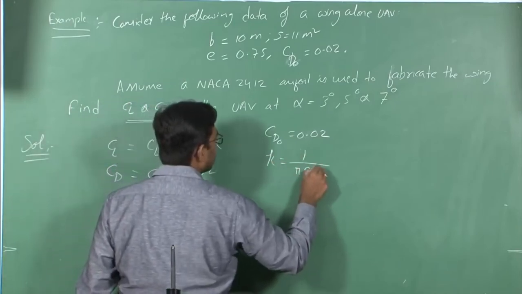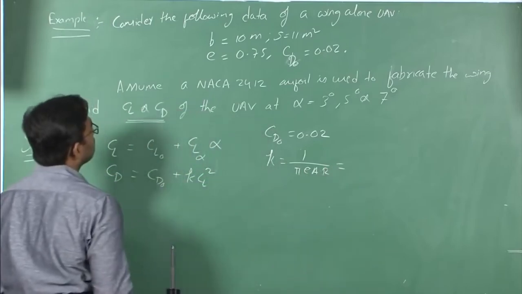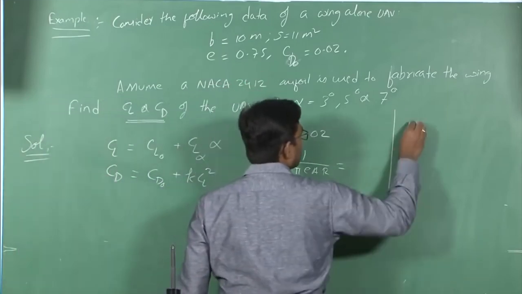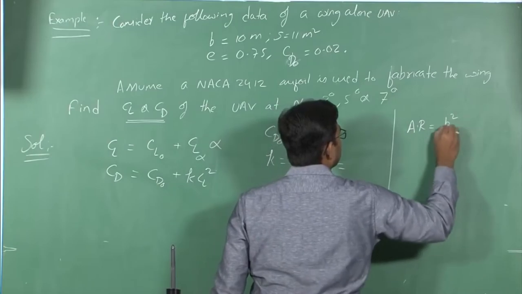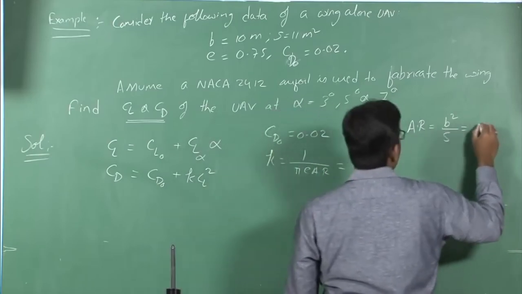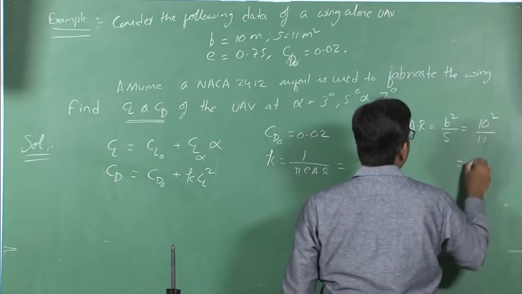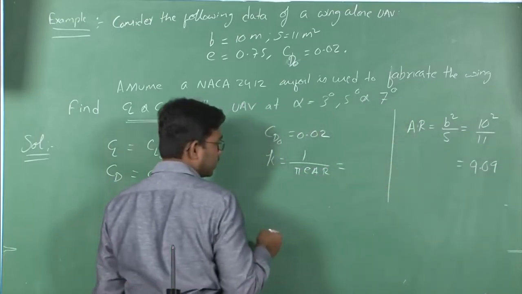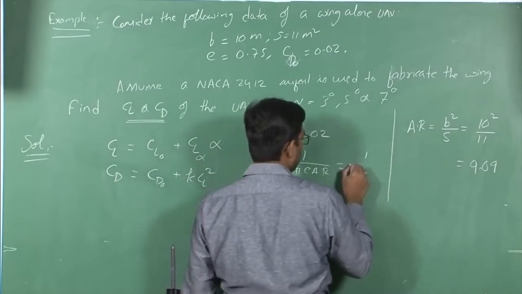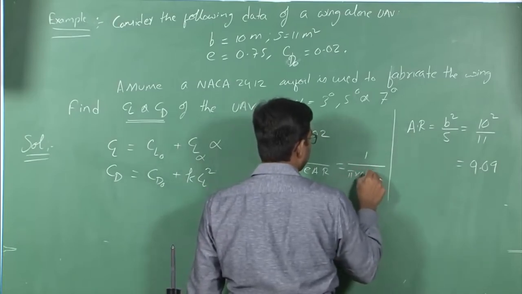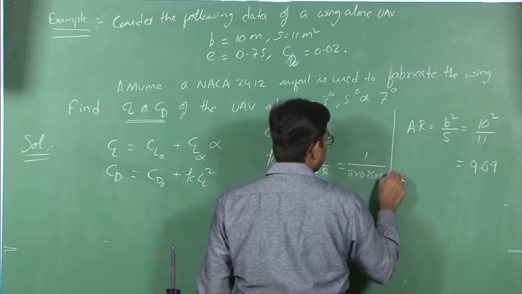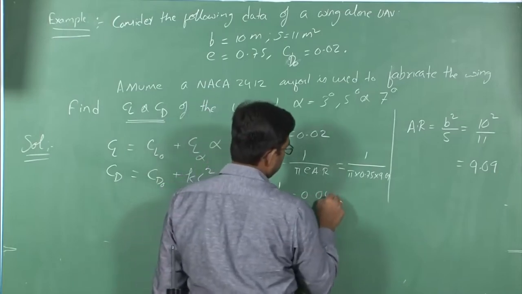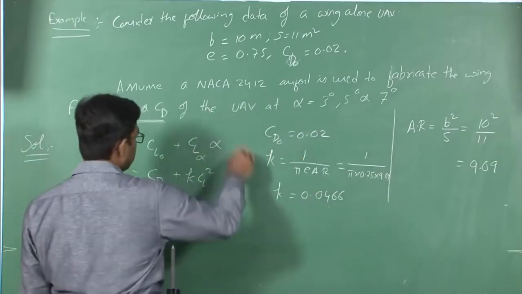and K, can we find K here? Induced drag correction factor, 1 by pi e AR, right? So, we know we have span and planform area. We need to find the corresponding aspect ratio. What is aspect ratio here? AR is equal to b square by S, 10 square divided by 11, that is 9.09, right. So, 1 by pi e AR is 1 by pi into 0.75 into 9.09, that is 0.0466, right. This is the value of K.